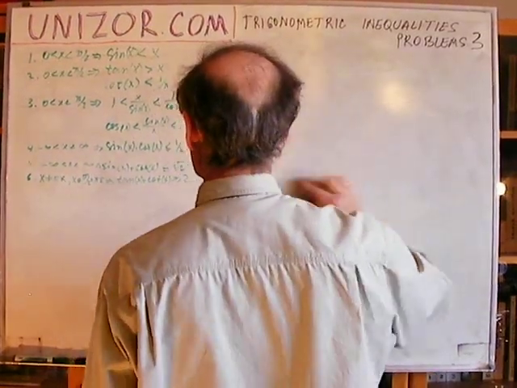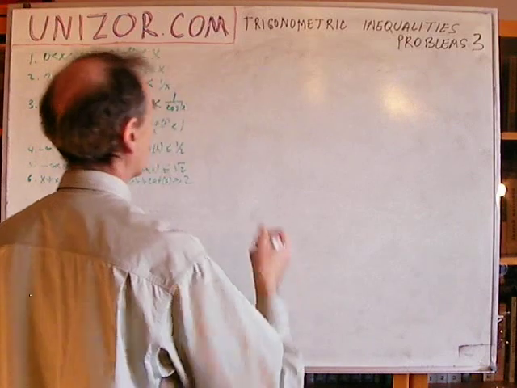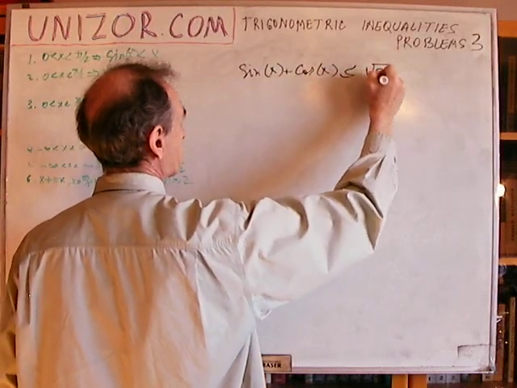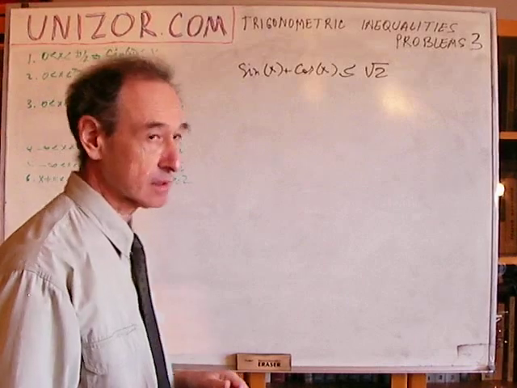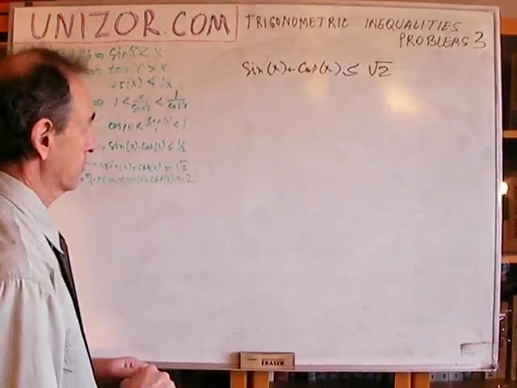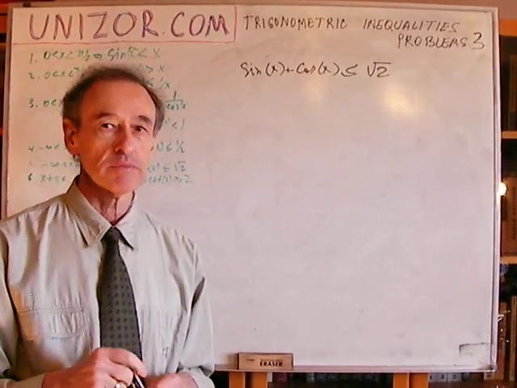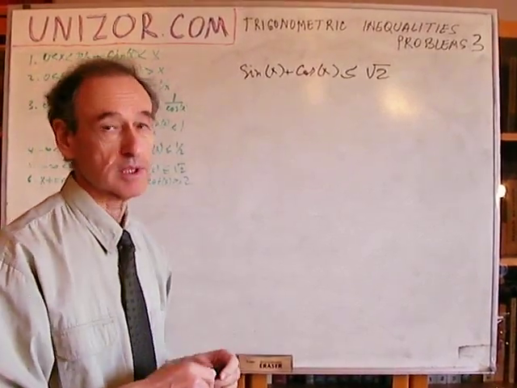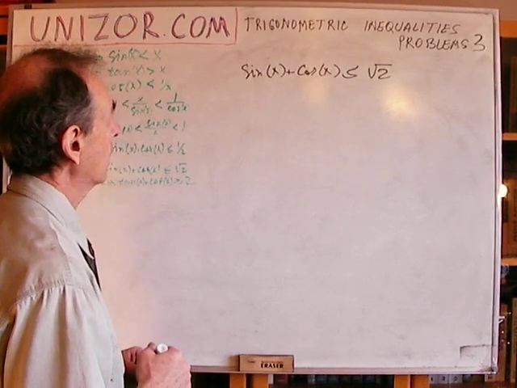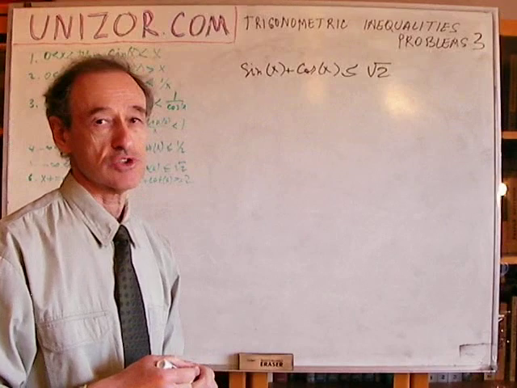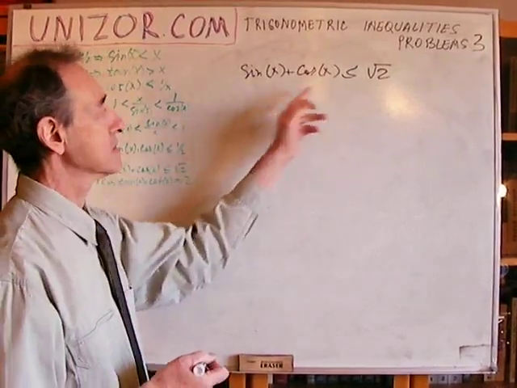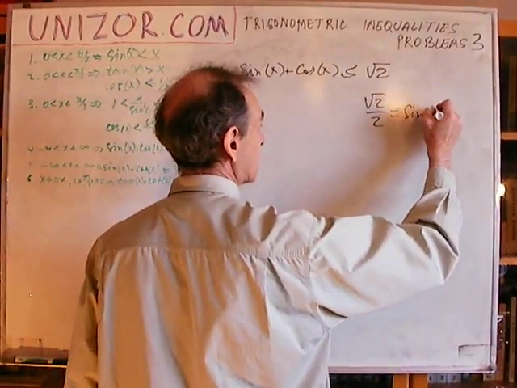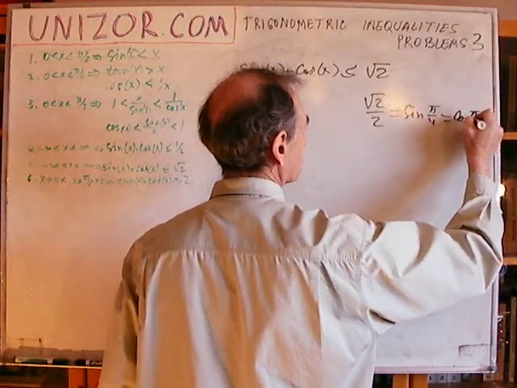Another inequality, which is also unconditional. Sum of sine and cosine for any angle is less than or equal to square root of 2. How to prove that? Actually, a very similar problem was solved before for a different purpose, for solving a trigonometric inequality. And what I did in that case, and I definitely suggest you do, is let's just multiply both sides by square root of 2 over 2, which is actually the same as sine of pi over 4 and the same as cosine of pi over 4.